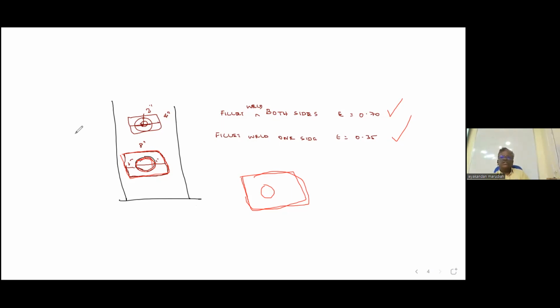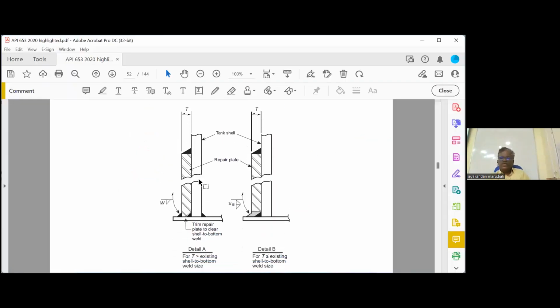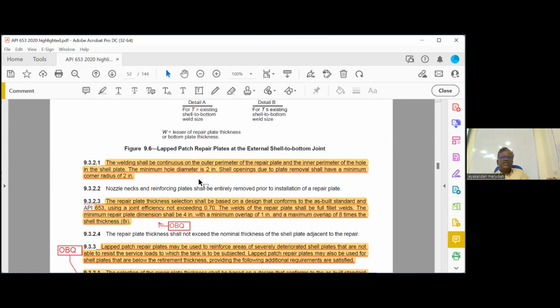In hole repair, it will be taken as 0.7 because we are welding on both sides. Okay sir. Instead of welding on both sides, can't we fill it with filler material, sir? No, it is not allowed. Okay. Then please go to 9.3.2.1.